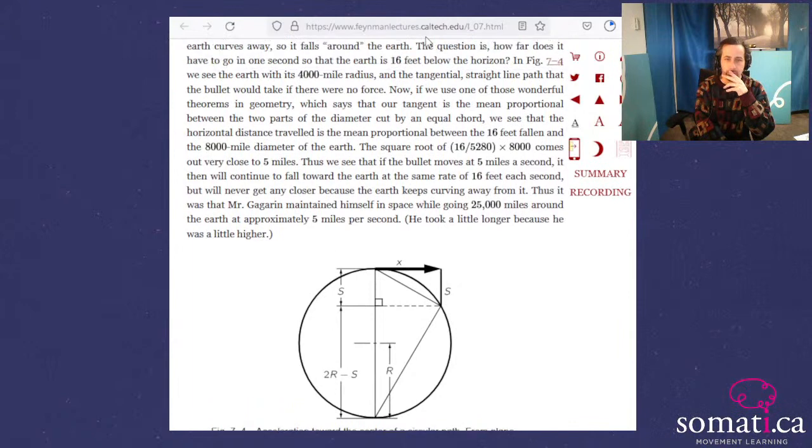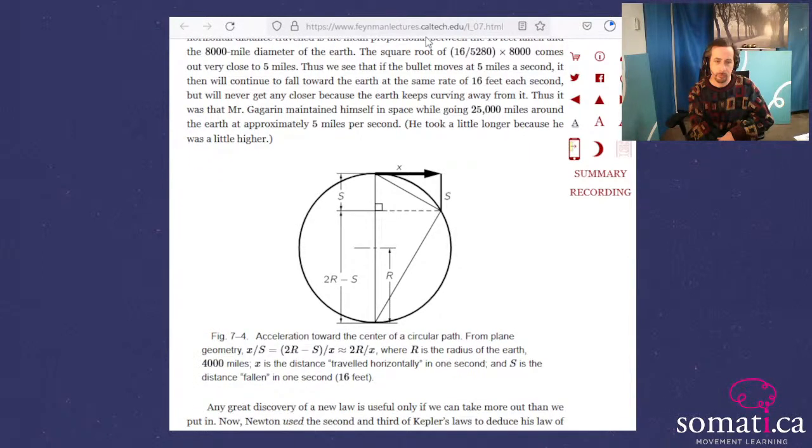Right. So X there is showing if there was no force keeping it in a circular path, it would continue in a straight line. And so there's some geometry here.